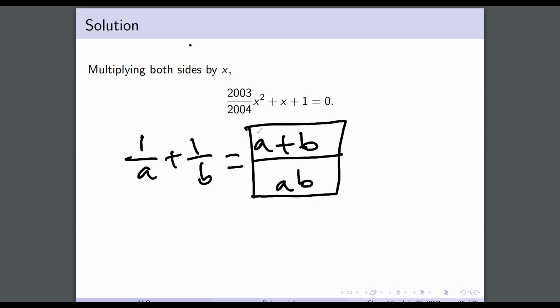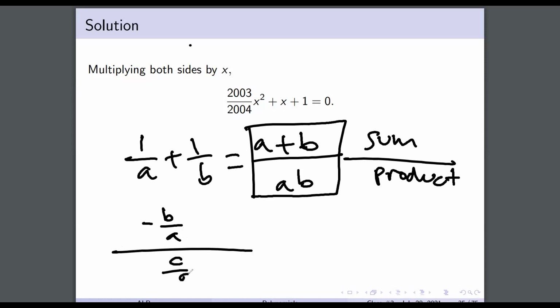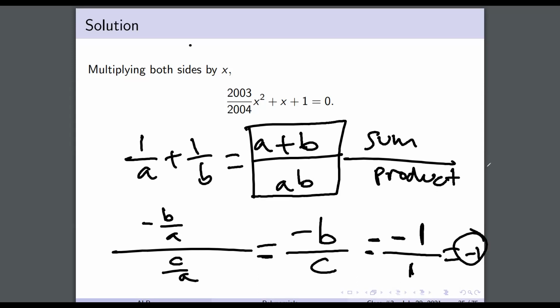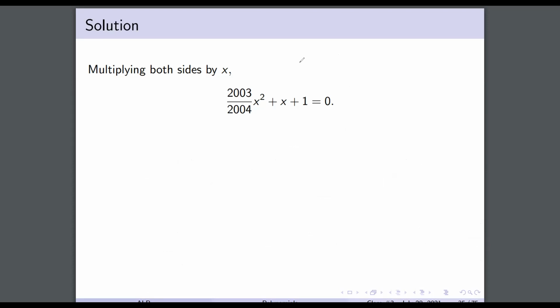We want to find this, and we realize this is the sum of the roots over the product. Thus, we know that the sum of the roots was negative b over a. Negative b over a over c over a, which equals negative b over c. So if we just put it in here, negative b is negative 1 over 1, which equals negative 1. And that is our answer. So another problem that we solved without actually finding the roots.